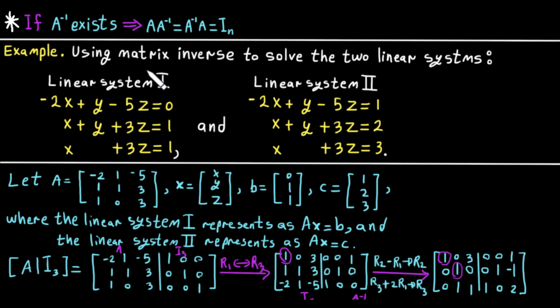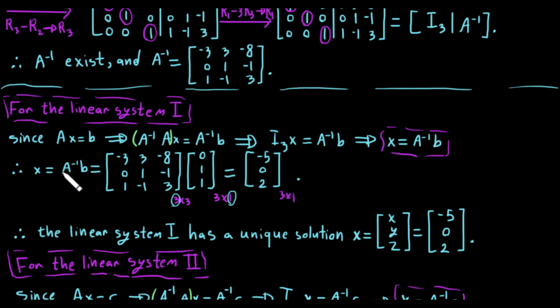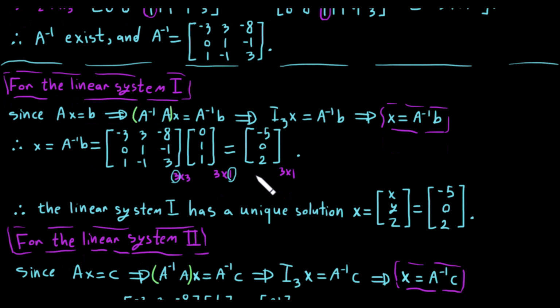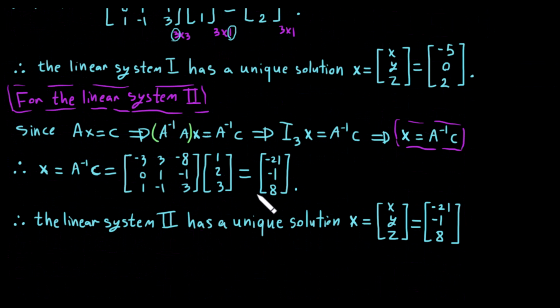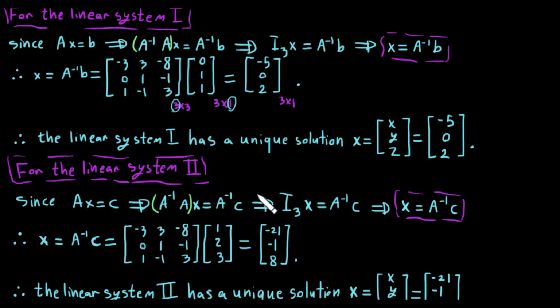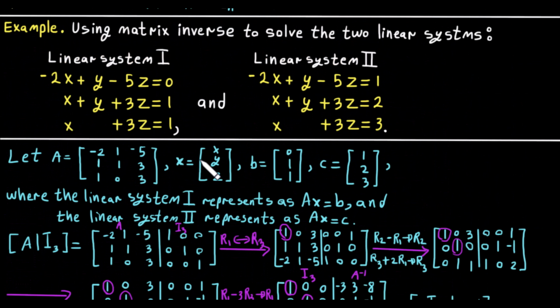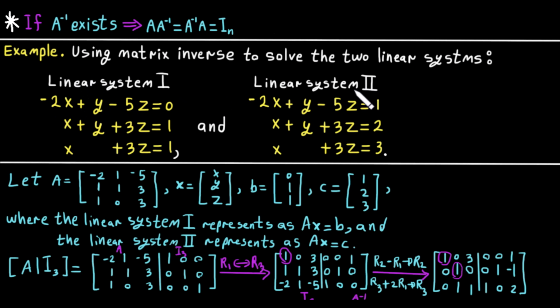As you can see, using the matrix inverse is very beneficial to solve these two linear systems, because we just have to compute A inverse and multiply it by this vector to get the solution. The same here: we multiply the inverse of this one by the result vector and we get the solution. So A inverse multiplied by B gives the solution, and A inverse multiplied by C gives the solution. It's very beneficial if we have more than one linear system.